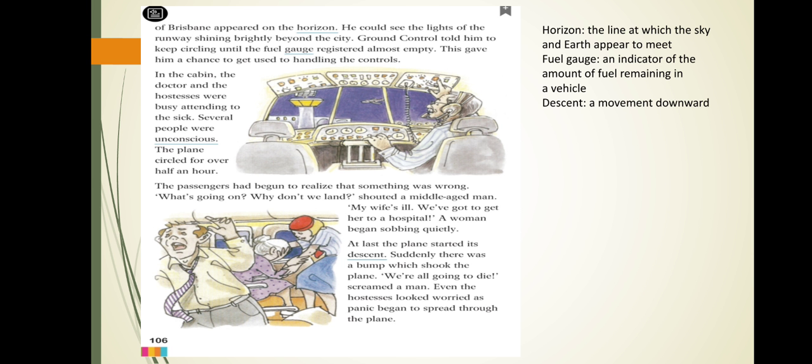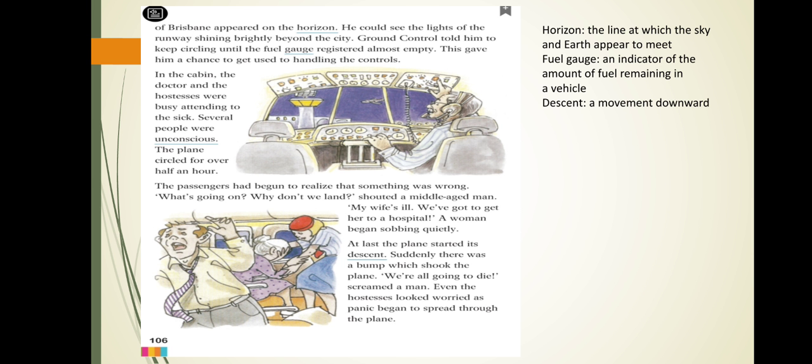So in the cabin, the doctor and the hostesses were busy attending to the sick. Several people were unconscious. The plane circled for over half an hour. So more than half an hour actually it was circling to make this fuel gauge empty. Okay, fuel tank empty. The passengers had begun to realize that something was wrong.